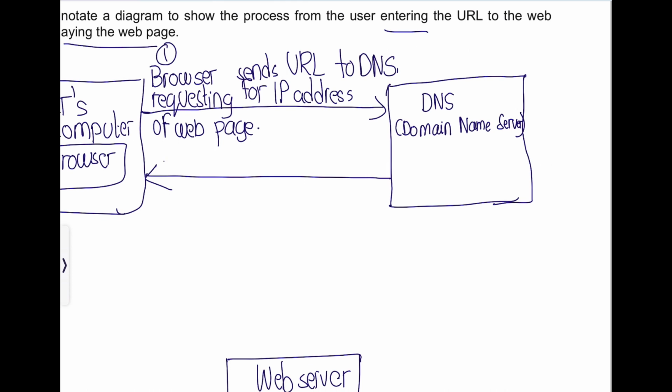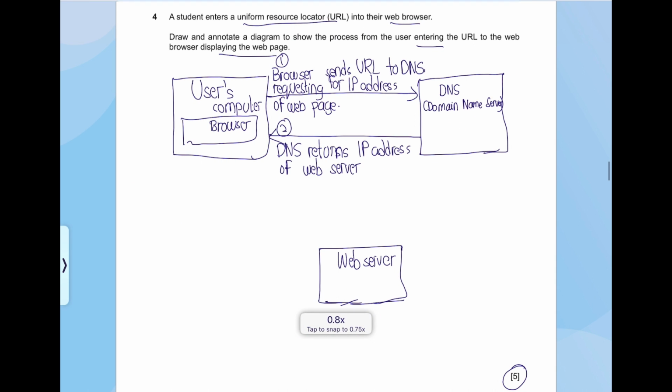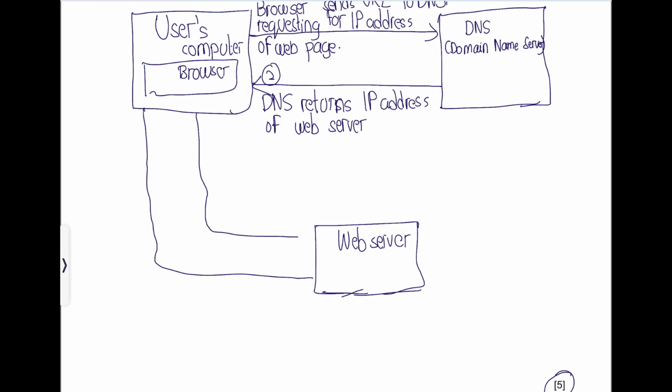Then you have step 2, which is basically DNS returns IP address of web server. Alright, so I hope this part is clear. Now, next one you have is web server. So now the third step will involve this, and the fourth step will again involve this.